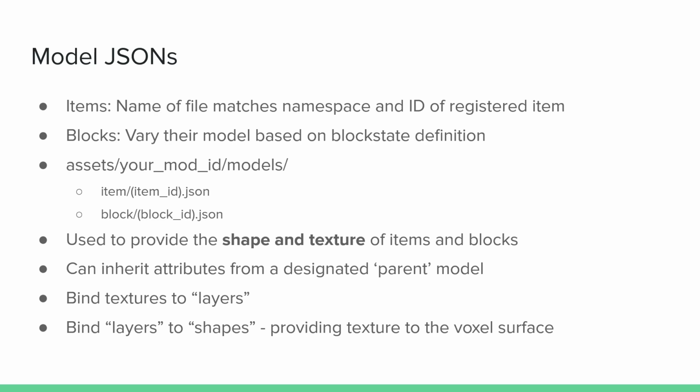Model JSONs provide the shape and texture of items and blocks. You have to actually specify which texture to use inside your model JSON. And they inherit attributes from a designated parent model. Most Minecraft item models just inherit from the generated one, because most of them are just flat 2D textures. And you bind textures to layers, and then you bind layers to shapes, which form actual surfaces.